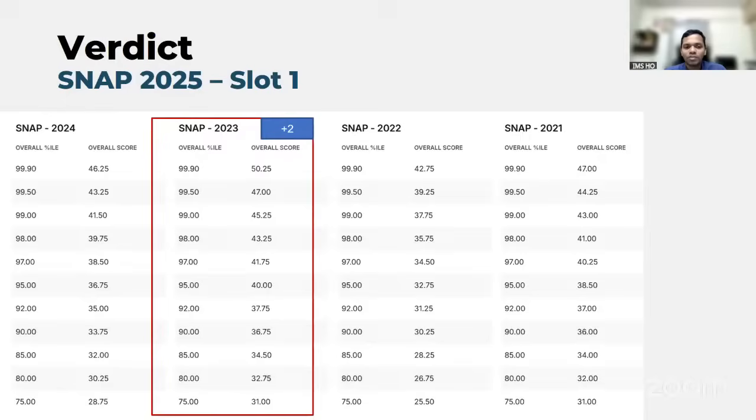SIBM Bangalore cutoff, generally 90 to 92 percentile is what they look for. So somewhere around 40 marks, I think, should be good enough for SIBM Bengaluru this year in this paper.